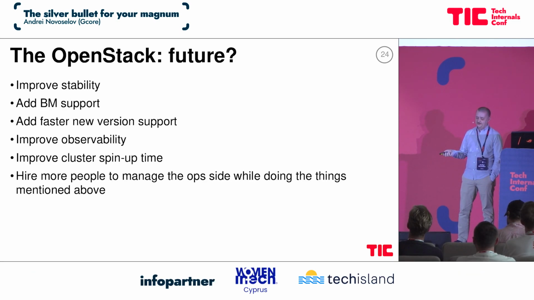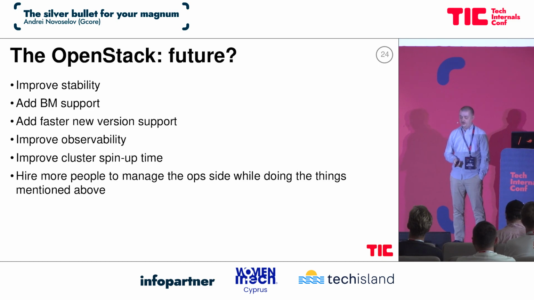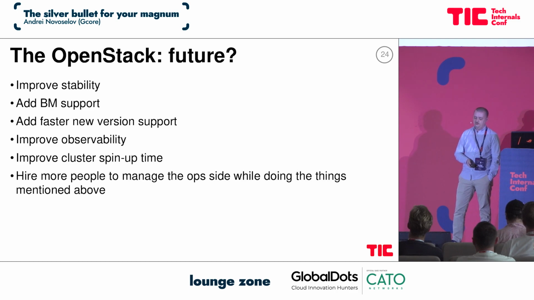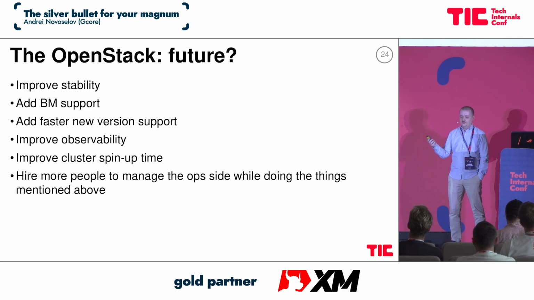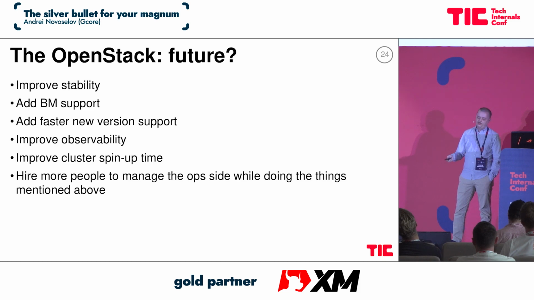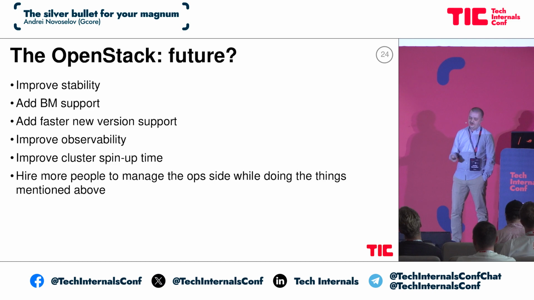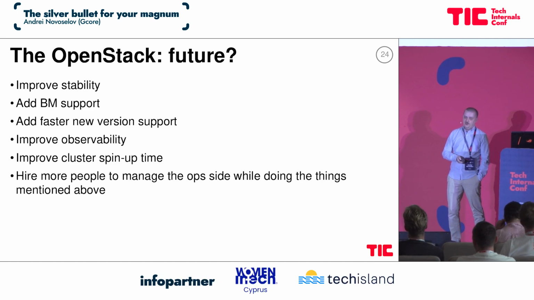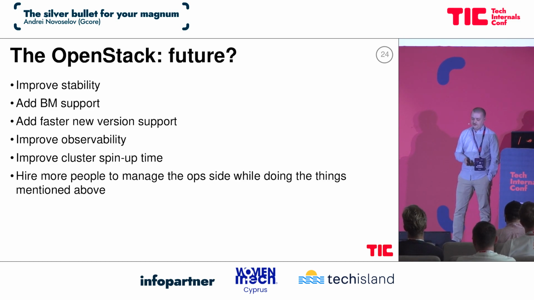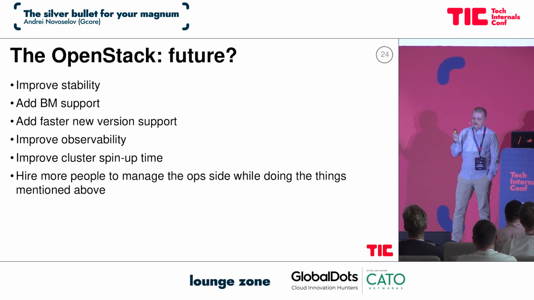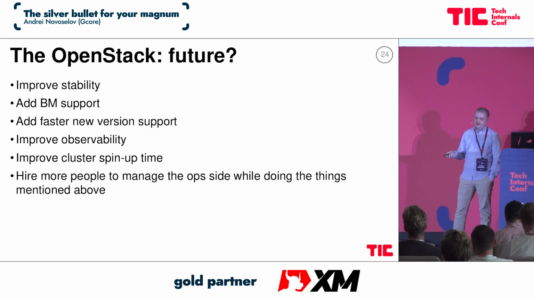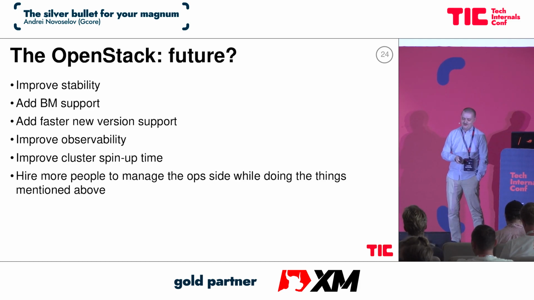So how can we improve it? Well, we have to improve the stability, first of all. We have to add bare metal node support. We need to add the newest versions of Kubernetes faster. And we have to improve observability because it's too annoying to get into the client's private network to know anything about the kube API. And we need to improve cluster spin-up time because 20 minutes is too much. And while we are doing all of this, we need to hire more ops people to manage all those things with resurrection of dead clusters, which I mentioned.